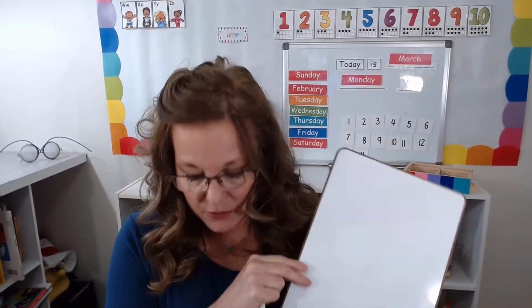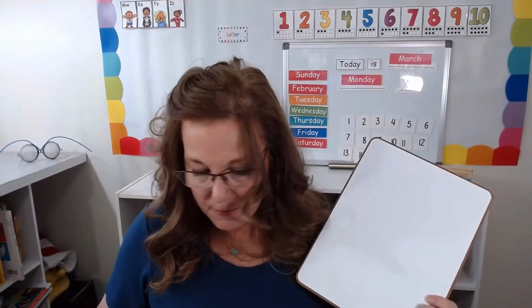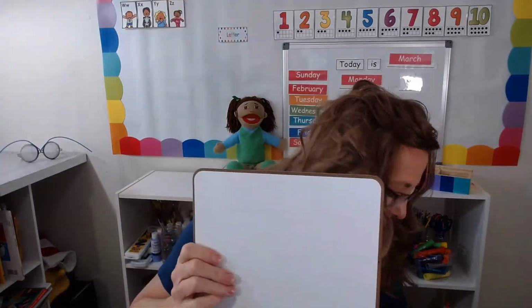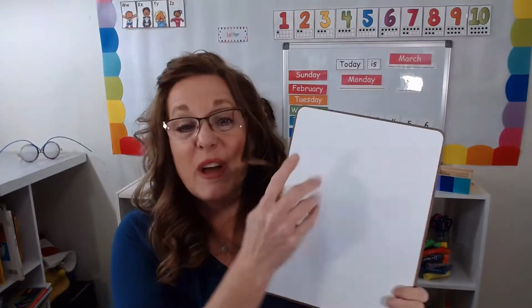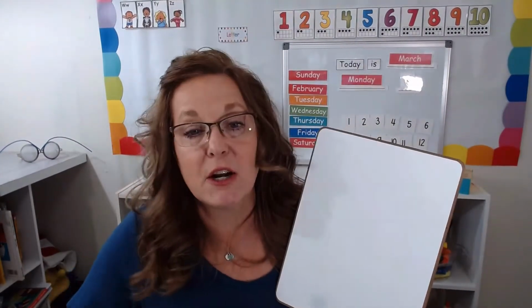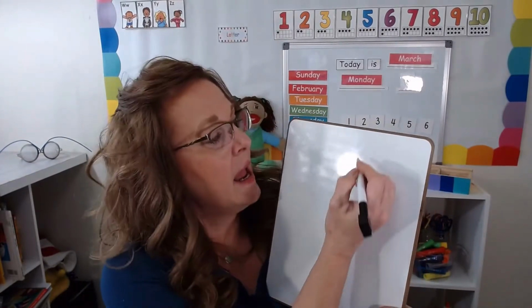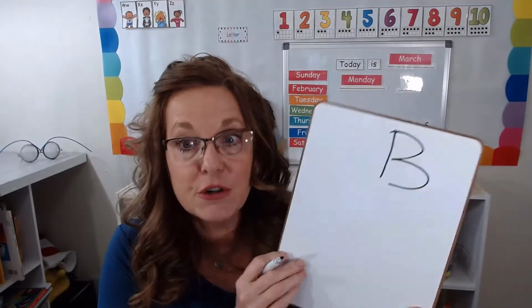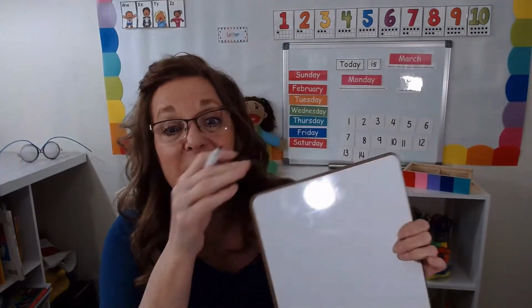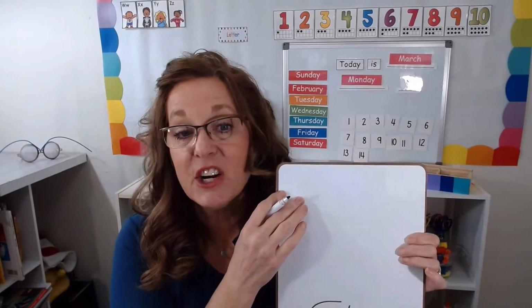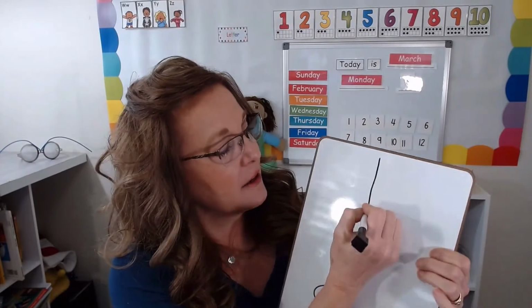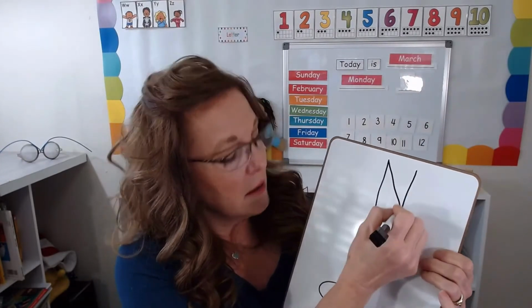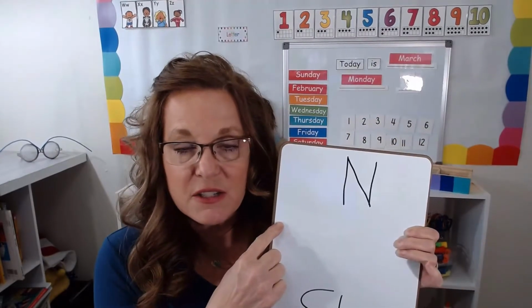So I would say, today, boys and girls, we're going to be learning about the letter B and N. And I'd have them get their board and I'd say, at the top of the board here, we're going to write the letter B. What does B say? And they'll tell me, ba, ba, ba. And then I want you to turn your board over, and on this side we're going to write the letter N. And what does this letter say?